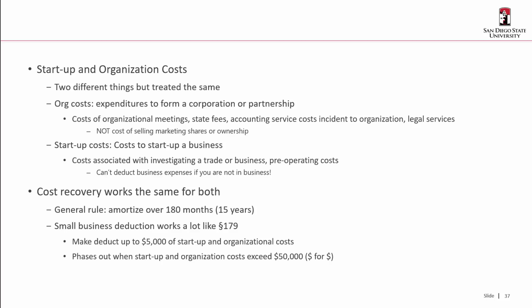However, you have to be a small business, and a small business is considered one that has startup and organizational costs that are less than $50,000. To the extent you exceed $50,000, there is a dollar for dollar phase out of your ability to deduct those costs, not your ability to amortize, but simply deduct those costs immediately.